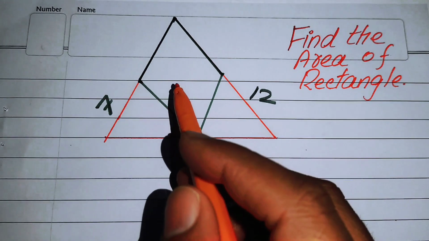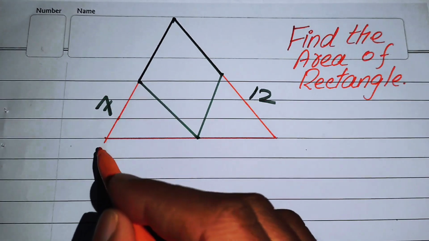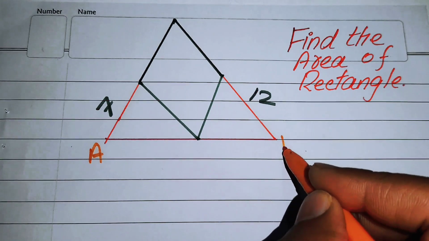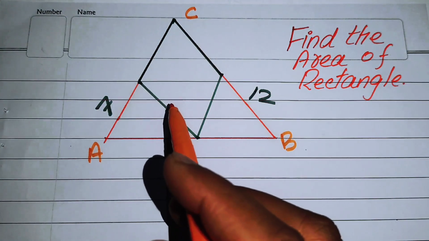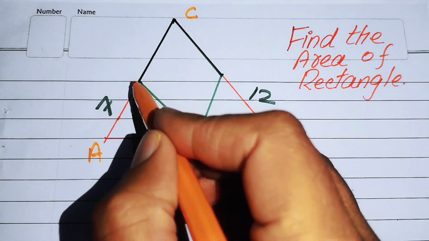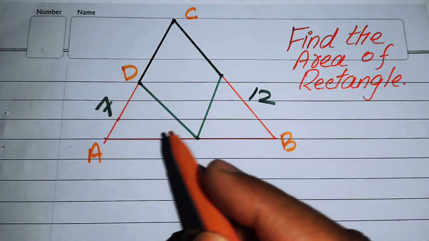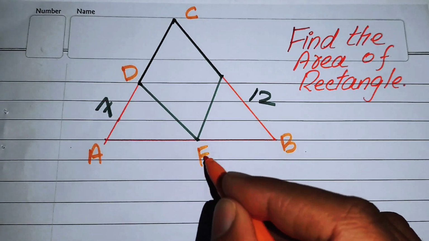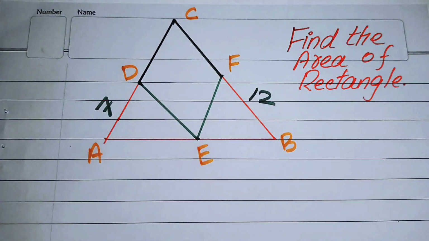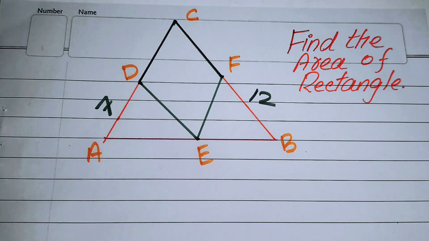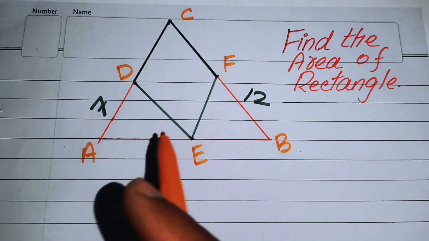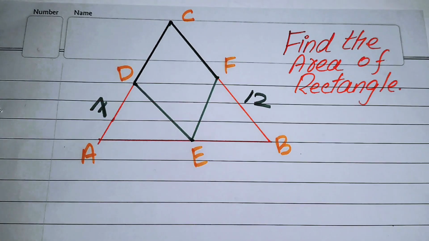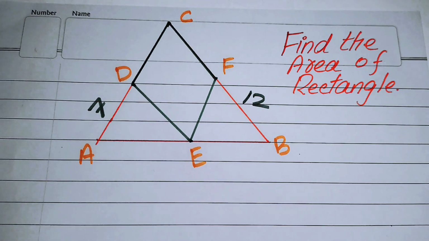Here we have a triangle which I labeled A, B and C, inscribed with a rectangle. We label the vertices of the rectangle D, E and F. Now our target is to find the area of this rectangle which is inscribed in a triangle. Remember one thing: what is a rectangle?